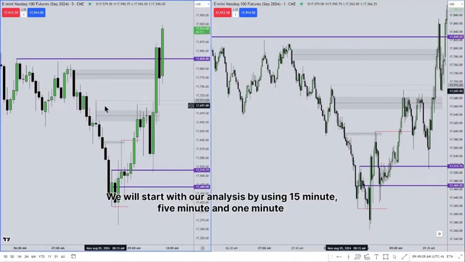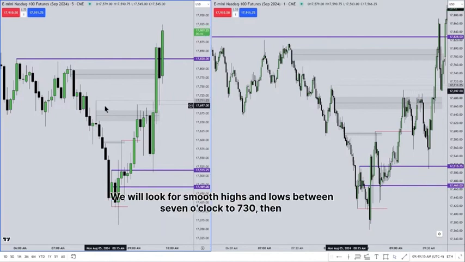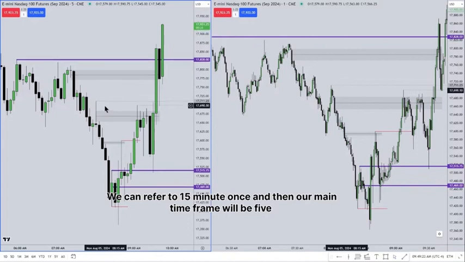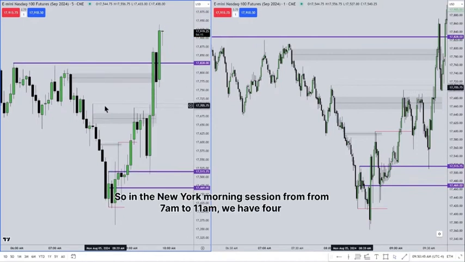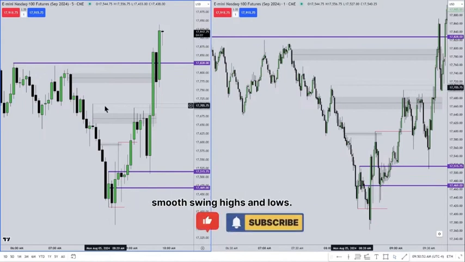We will start our analysis by using 15-minute, 5-minute, and 1-minute charts. We will look for smooth highs and lows between 7 o'clock to 7:30, then 8 o'clock to 8:30, and 9 o'clock to 9:30. We can refer to the 15-minute once, and then our main time frames will be 5-minute and 1-minute. So in the New York morning session from 7 a.m. to 11 a.m., we have 4 opportunities. Divide every session with horizontal lines and look for those smooth swing highs and lows.